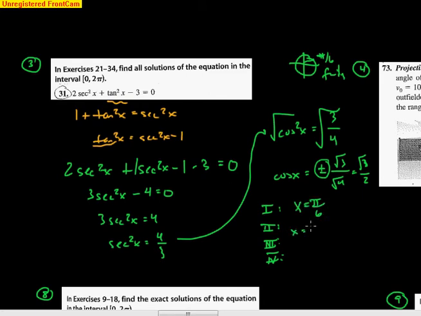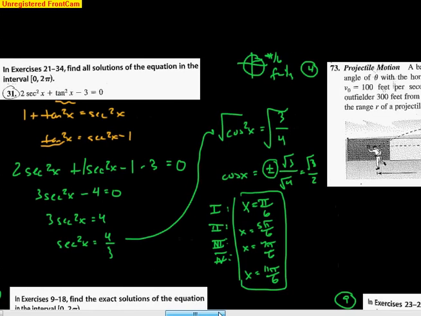The second quadrant angle is 5 pi over 6. The third quadrant angle is 7 pi over 6. And the fourth quadrant angle is 11 pi over 6. And there's the 4 solutions to this question. Okay, so make sure if you see two different trig functions, if you can make them into one, that's a good thing to do. All right.